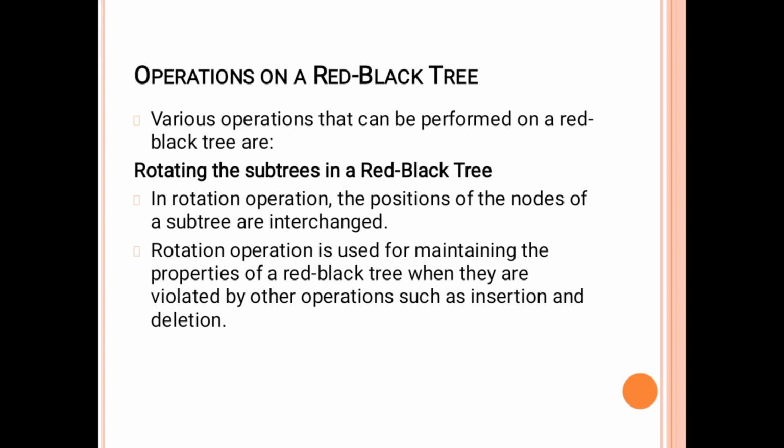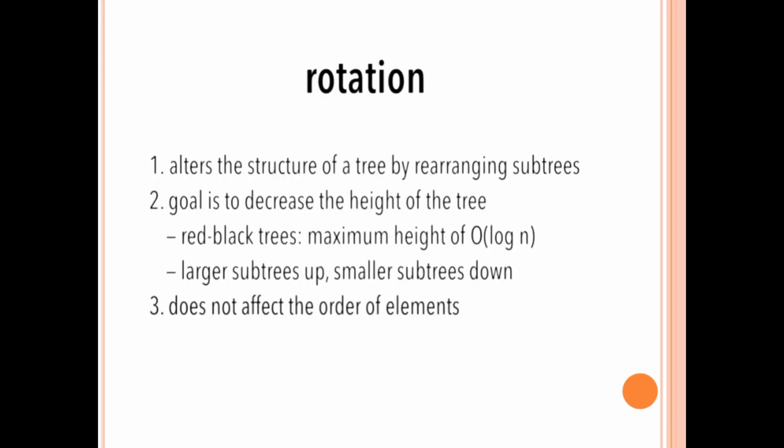When we do the operations and the red black tree properties are not maintained, at that time we do the rotations of the red black tree. Here we see the rotations. Rotations mean rearranging the subtrees. The goal is to decrease the height of the tree. Its main goal is decreasing the height of the tree.